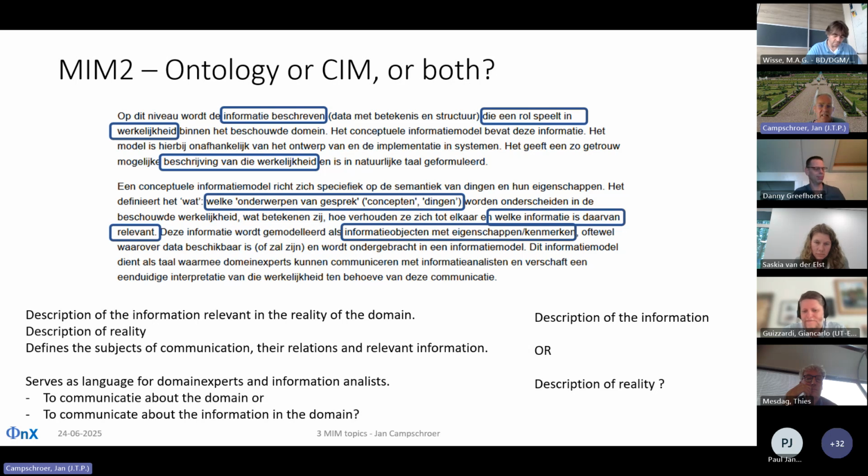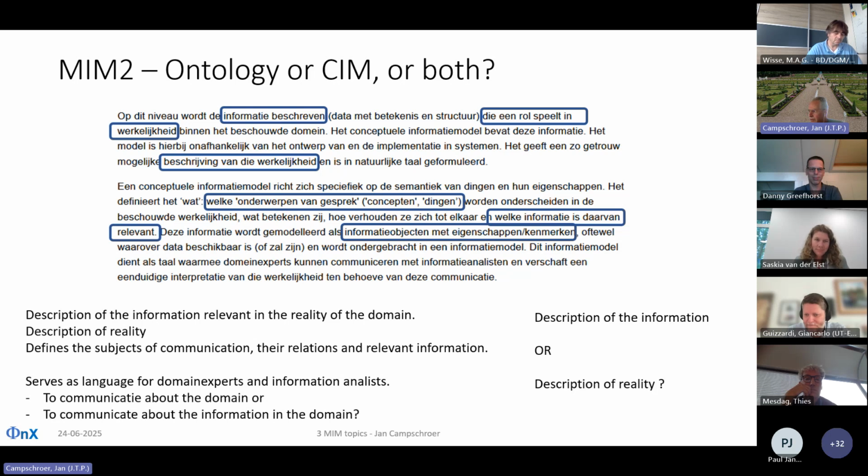Dan kijken we weer naar de werkelijkheid, naar de classes, naar de dingen waar je het over hebt. En welke informatie daarvan relevant is. Dus dan kijk je weer naar de andere kant van het aspect. En deze informatie wordt gemodelleerd als informatieobjecten met eigenschappen. Dus daar zit hij weer in. Aan de andere kant gaat het weer over de gegevens.